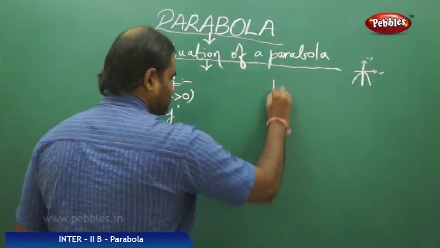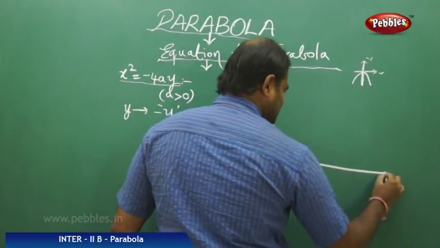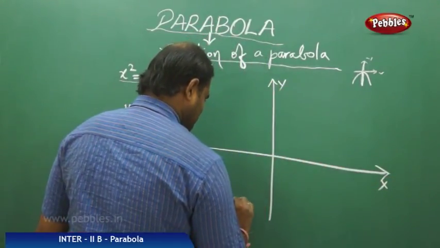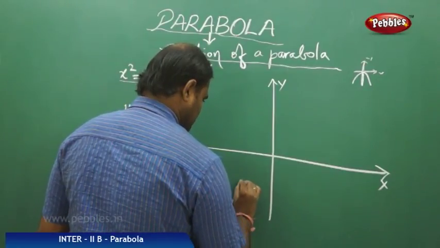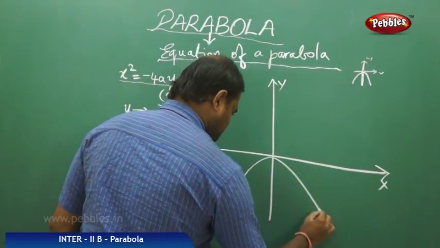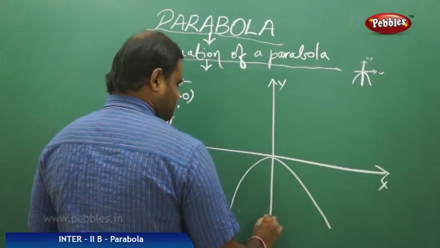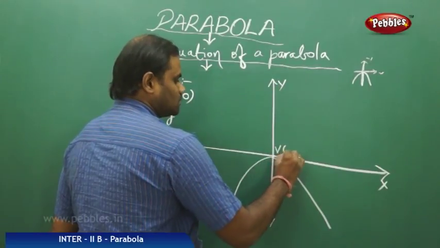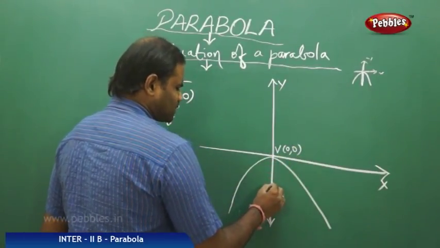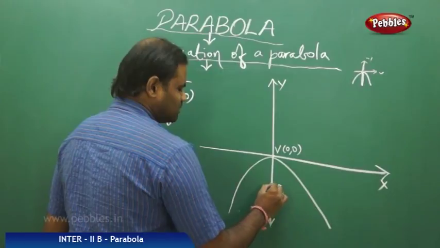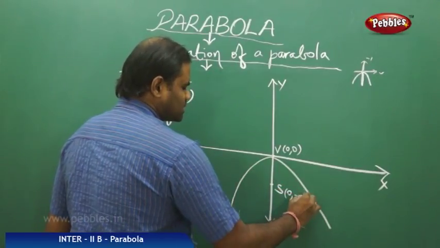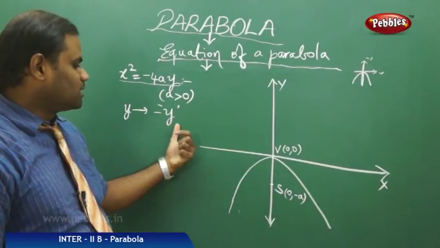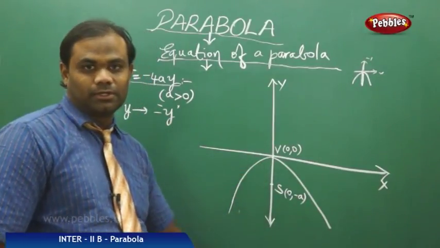So if I take the axis out here, I get a parabola in this form with the vertex V equals 0, 0. And I have the focus S, which is given by 0, minus a, because all the y coordinates get replaced with minus y, so a gets replaced down here.